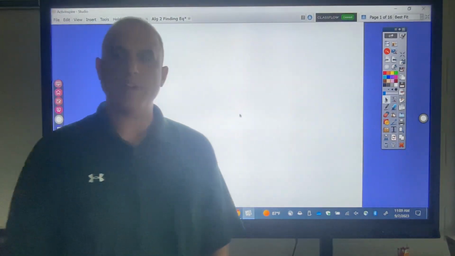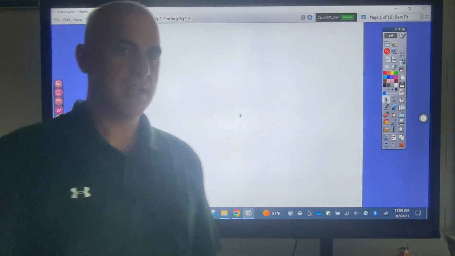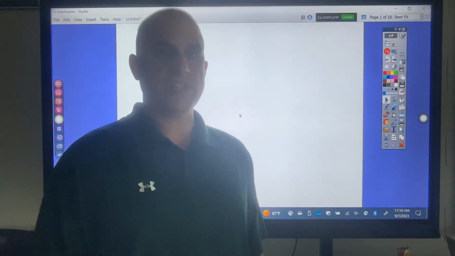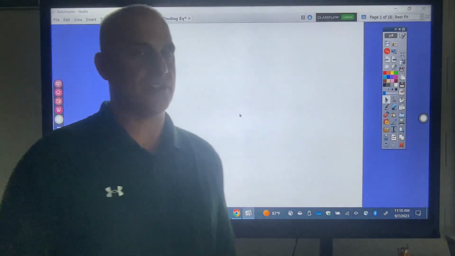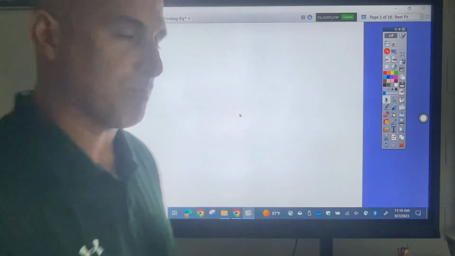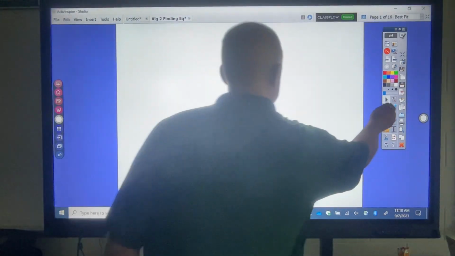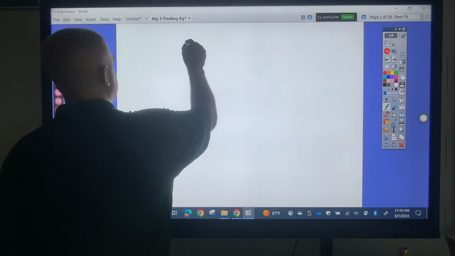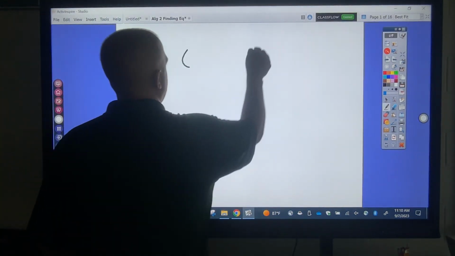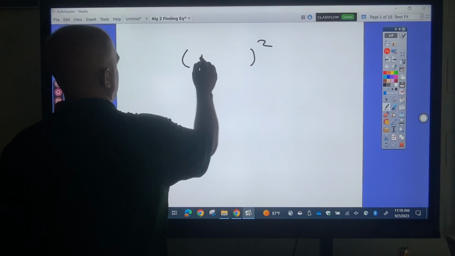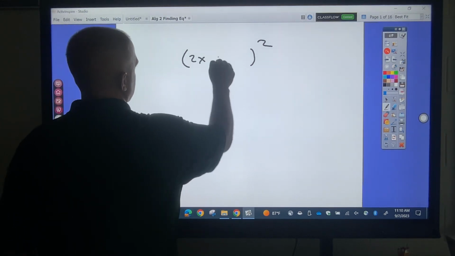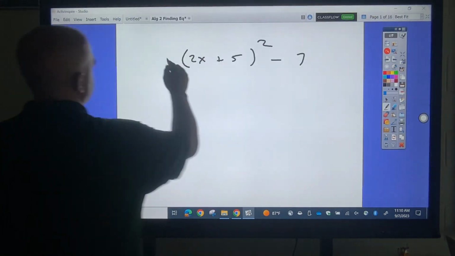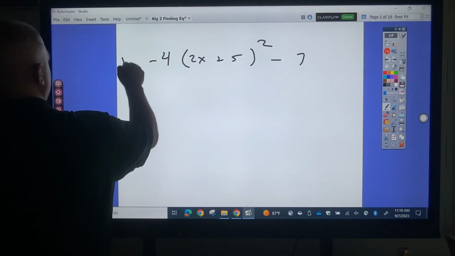Okay, this is going to be a video for Algebra 2 on finding equations of transformations from graphs, also an applications problem. The big thing is, when you make your graph, something to understand. Let's say you have a quadratic. Let's say we have something like this.